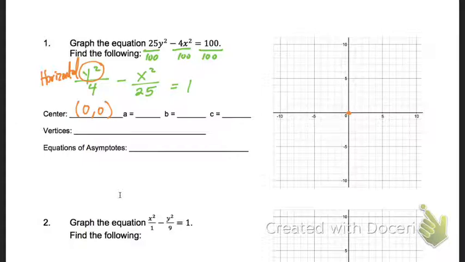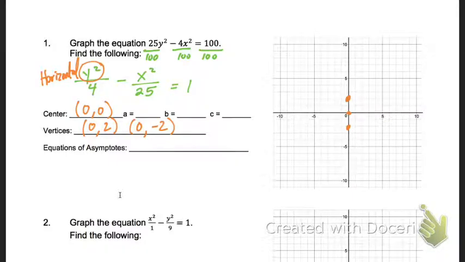So I'm going to go, like, whatever is under the Y is how many units I go up and down. So I'm going to go up and down 2 units. And these are my vertices. So my vertices will be at 0, 2, and 0, negative 2. So I draw my vertices first.